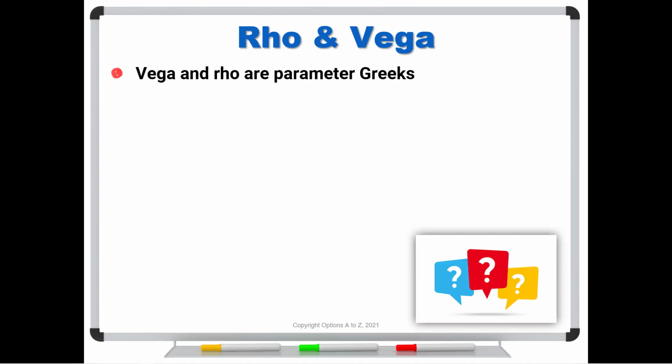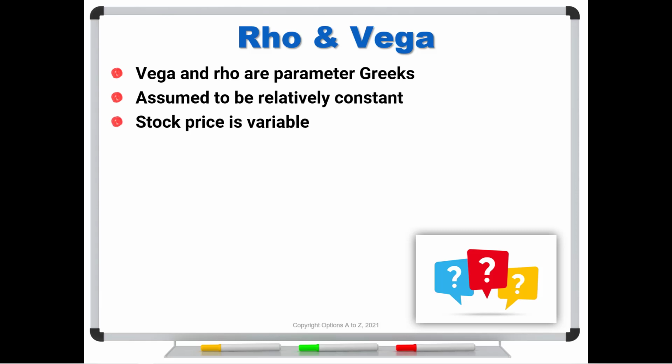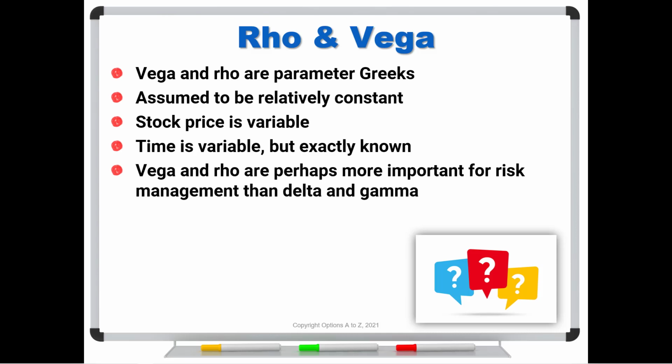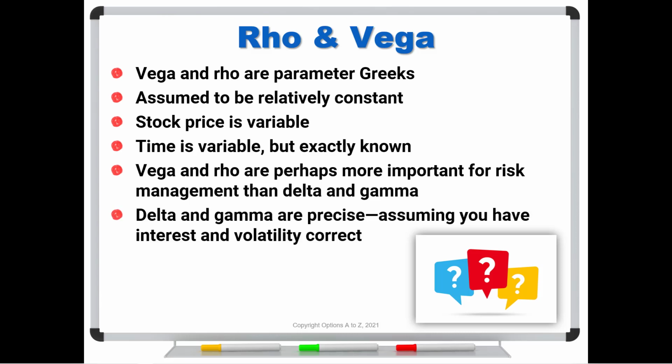So what's the importance of this? Well, remember that vega and rho are your parameter Greeks, and they are assumed to be relatively constant. The stock price is variable, highly variable, as we all know. Time is variable, but again is exactly known. But vega and rho are perhaps more important for risk management than delta and gamma. Why? Delta and gamma are precise, assuming you have interest and volatility correct.